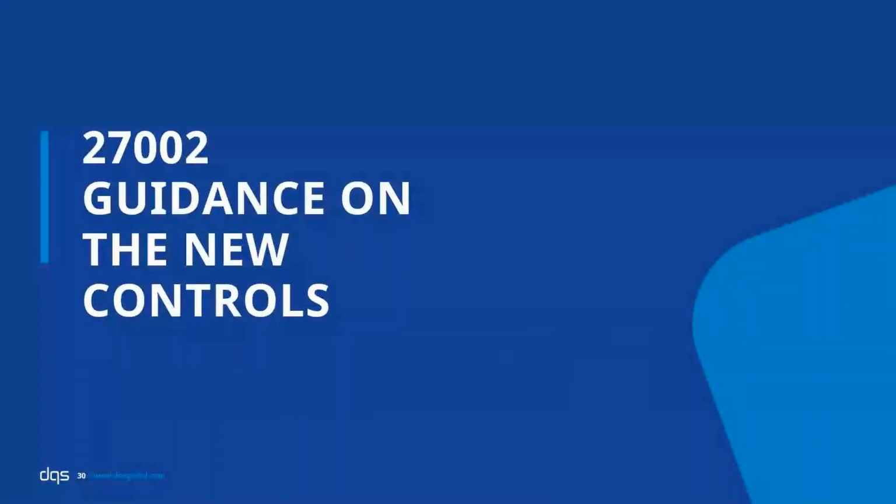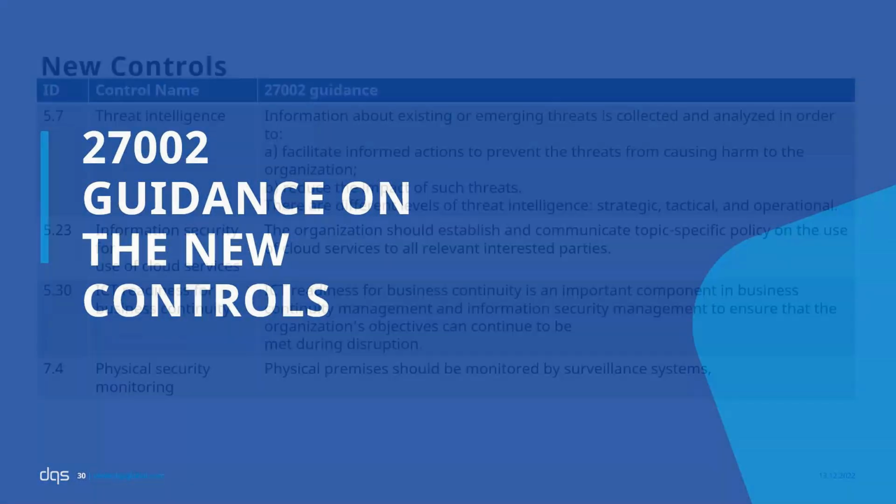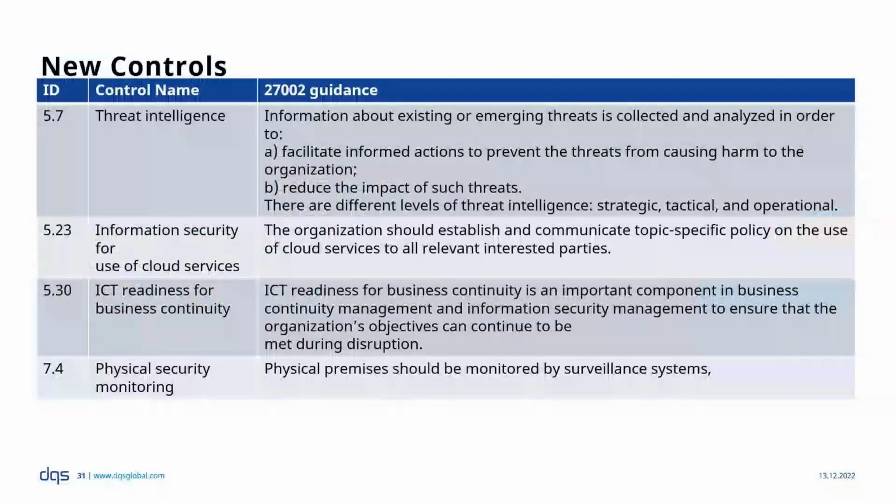I would like to use the next few charts to show you the guidance on the new controls that is listed in the 002 reference. This is a brief summary of the guidance listed. There's more detail in 002. For example, for Annex A control A.5.7, threat intelligence, which happens to be a new control, the guidance begins with what is shown on this chart.